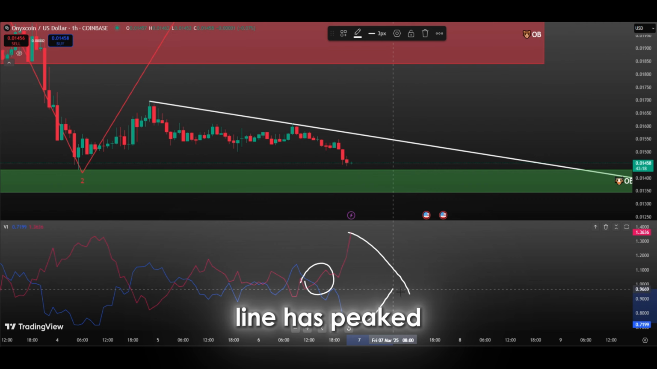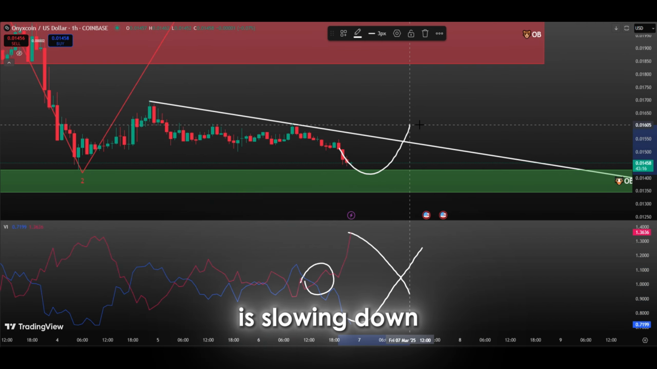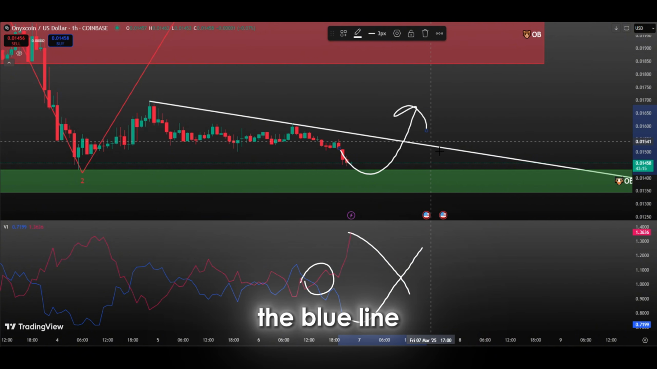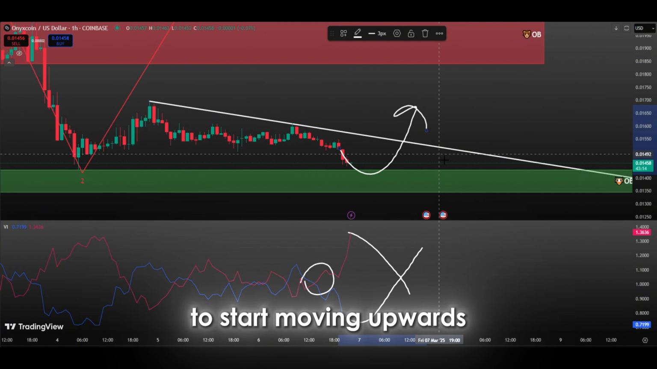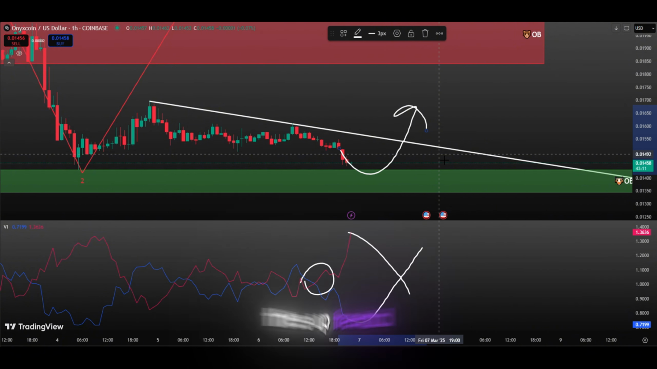If the red line has peaked and started to flatten, this could be a sign that the selling pressure is slowing down. In such a case, the blue line can be expected to start moving upwards. This is because a strong turnaround in the market requires sellers to weaken and buyers to step in. When the blue line crosses above the red line, the uptrend has started.